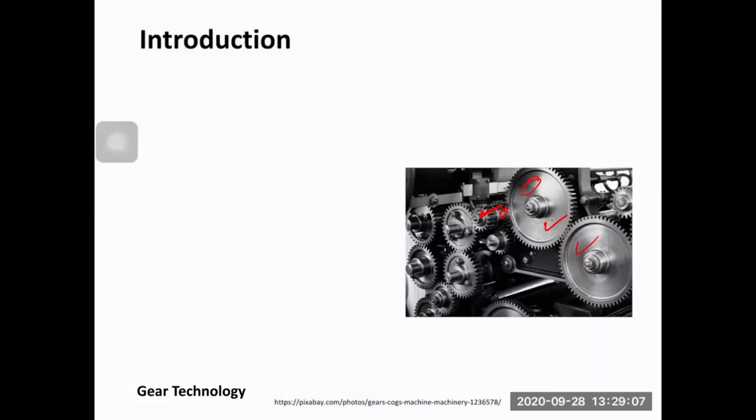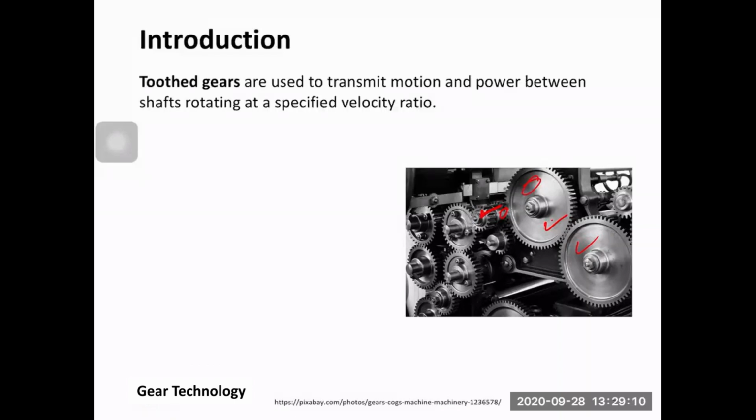Okay. So toothed gears are used to transmit motion and power between rotating shafts, as you've seen on the previous slide and as you see on this slide, with a specified velocity ratio. If the pinion rotates with a specific rotational speed and the gear rotates with another rotational speed, the ratio between the rotational speed of the pinion and the rotational speed of the gear is called the velocity ratio. And this velocity ratio is quite important. We'll talk more about this in the slides to come.